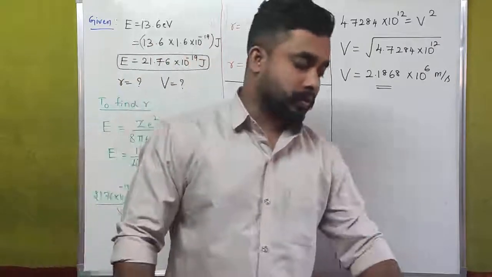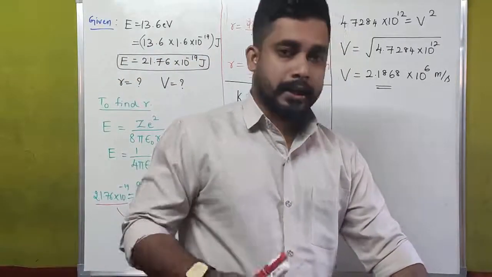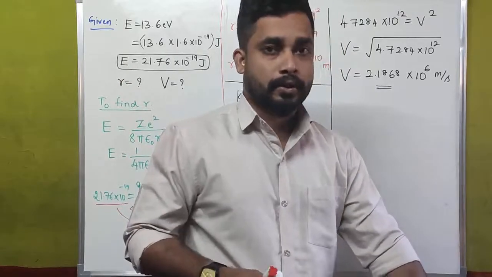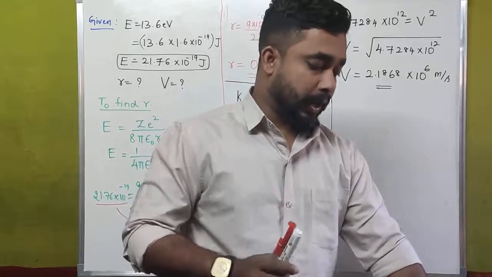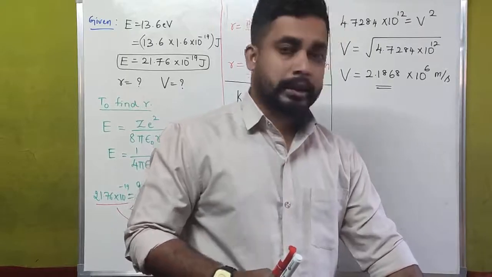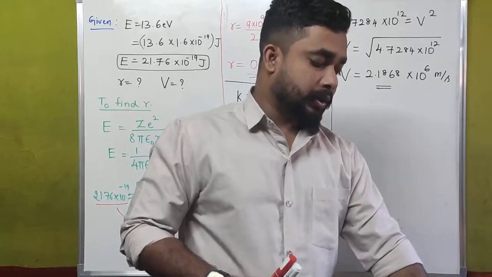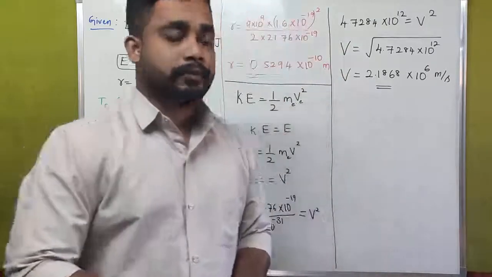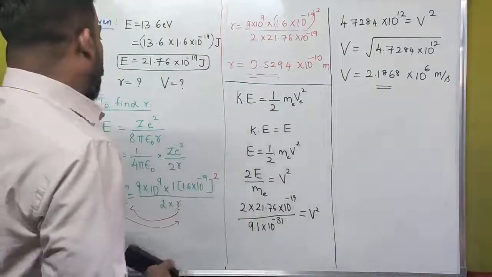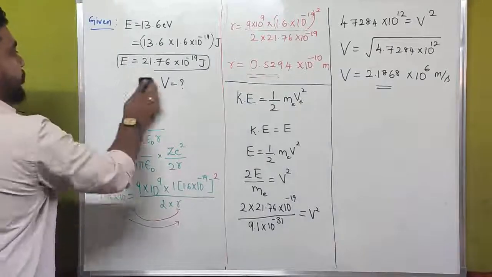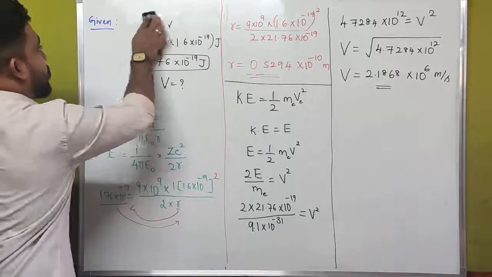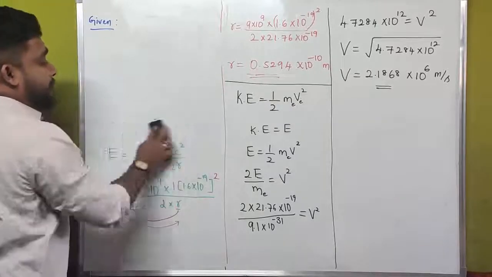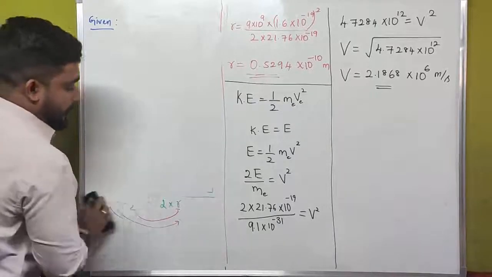Once again I will repeat the question. Calculate the radius of the third Bohr orbit of the hydrogen atom, and the energy of an electron in that orbit. Given h, e, m, c. These are the given constants. Here what we have to calculate is the value of the radius of the third orbit in Bohr's hydrogen atom.